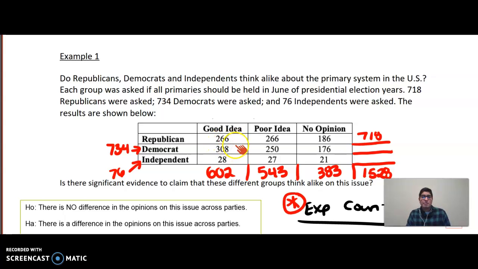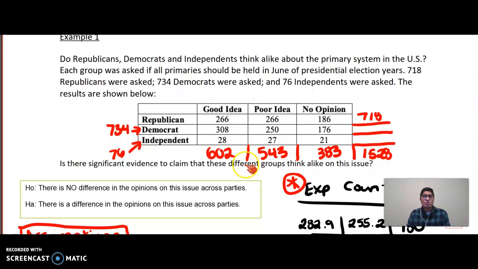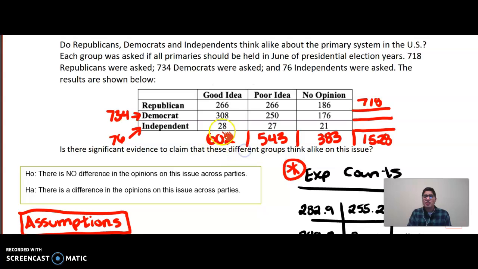We actually took our sample, and in the sample, these were the total counts for Republicans who thought it was a good idea, Independents who thought it was a poor idea, Democrats with no opinion, etc. Now, since this is a two-way table, I can use marginal distributions to help me out here. So I add up the total number of Republicans, regardless of their opinion, and there's 718 Republicans, as stated. Same thing for Democrats and Independents.